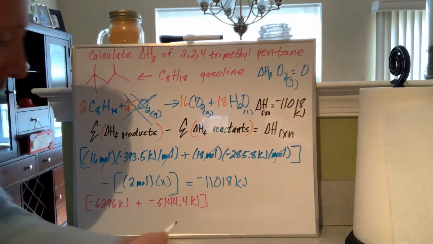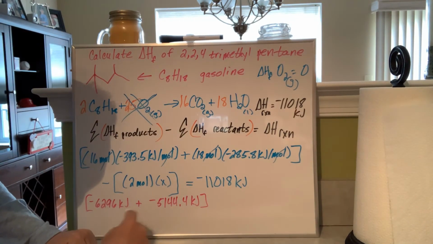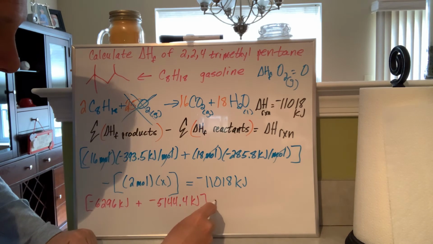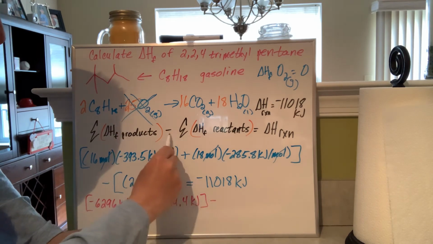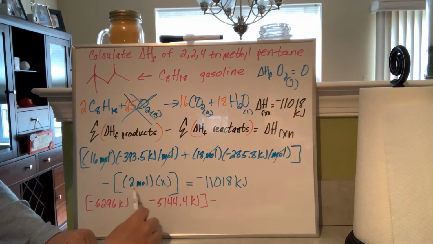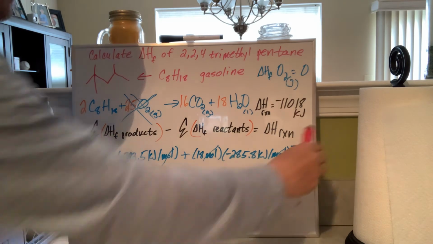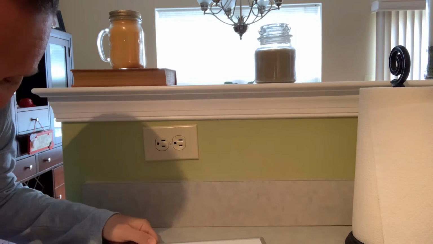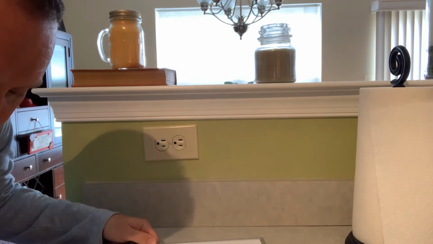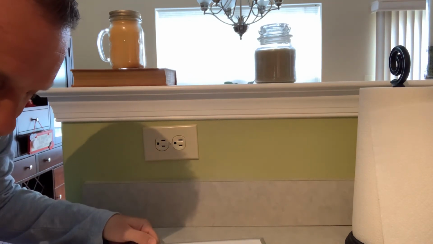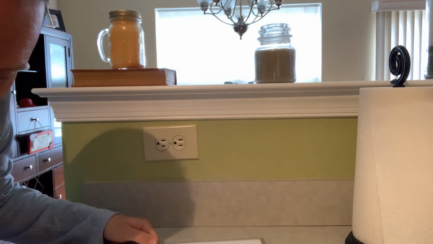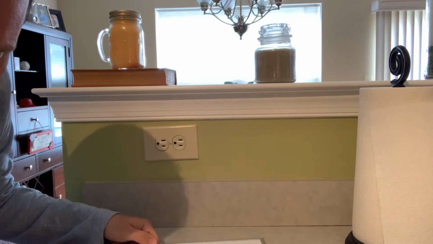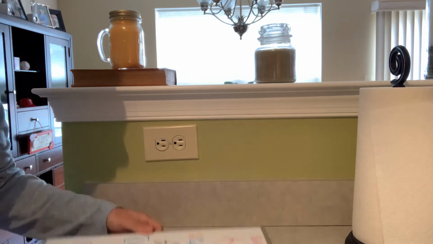All right, anyway, so there's the summation of the products minus the summation of the reactants. Okay, well, all I have here, 2 moles times X, that just becomes 2 moles times X. I can't really combine it any more than that, right? And that equals our negative 11,018 kilojoules.